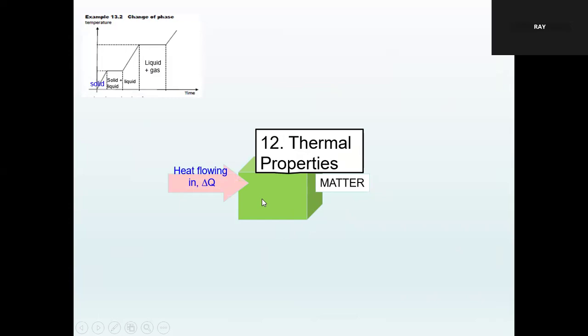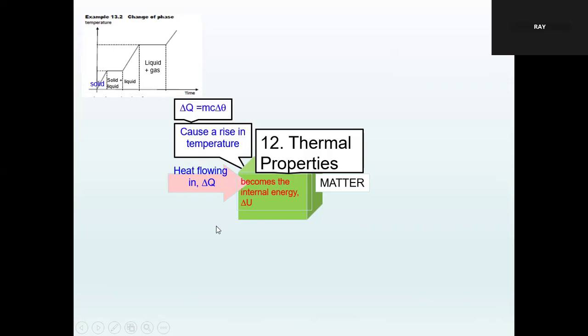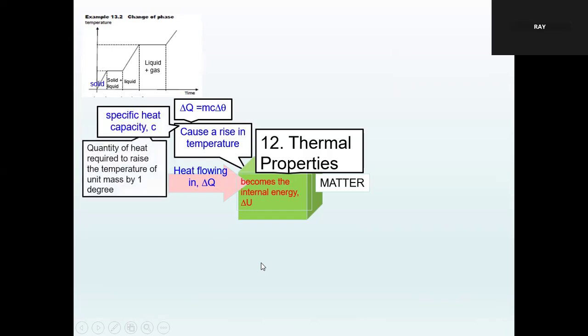Heat flowing in becomes internal energy. So that delta Q becomes delta U, if no heat is lost. How do we know there's an increase in internal energy? Rise in temperature. So where there's a rise in temperature, we use this formula to calculate. C is the specific capacity. Know the definition, memorize it. And if it's a straight line, where there's no heat loss, then C is inversely proportional to the slope.